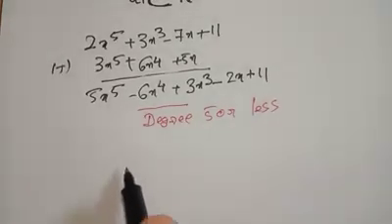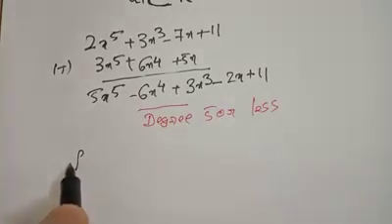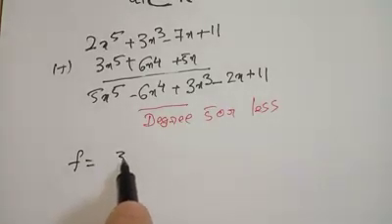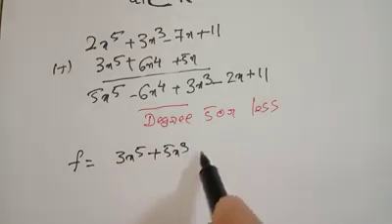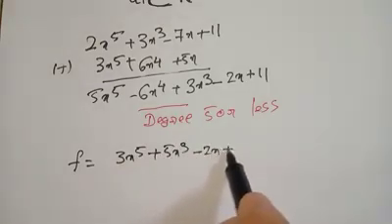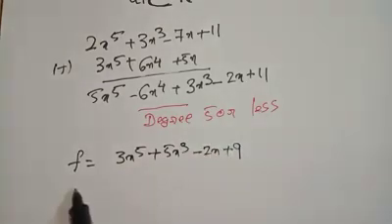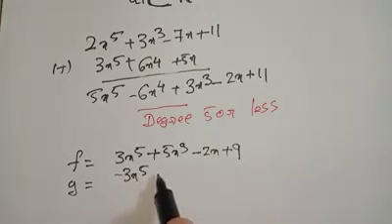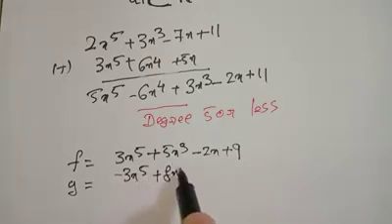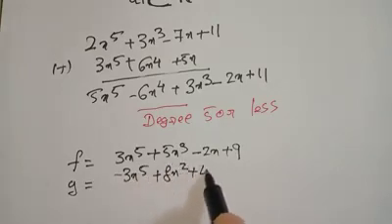Say for example, I got another equation. If I write f equals 3x to the power 5 plus 5x cube minus 2x plus 9, and I'm going to add it with another one, which is g equals minus 3x^5 plus 8x squared plus 4x minus 2. I'm doing this because I want to wrap this up. It is going a little bit longer.